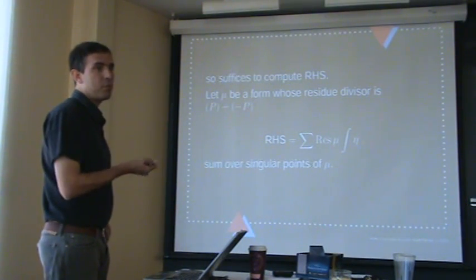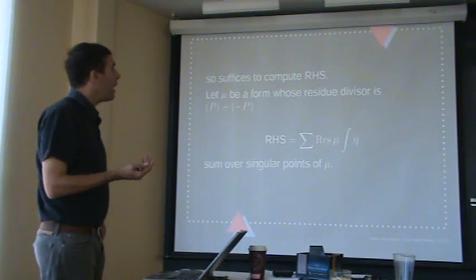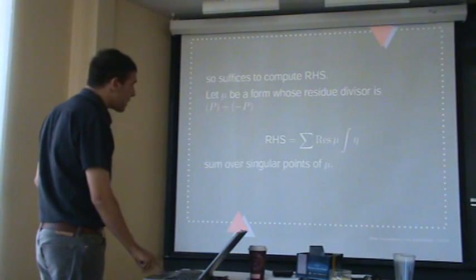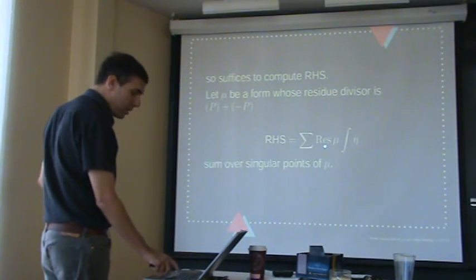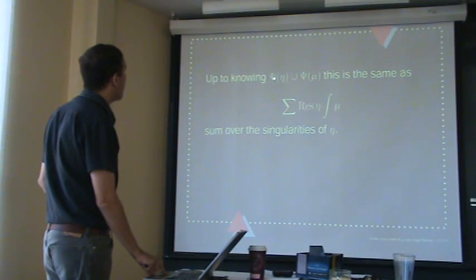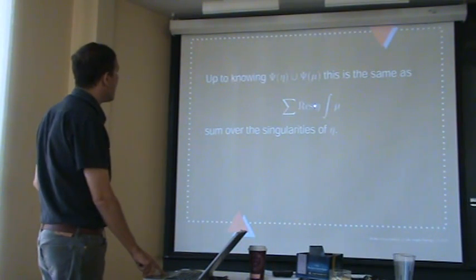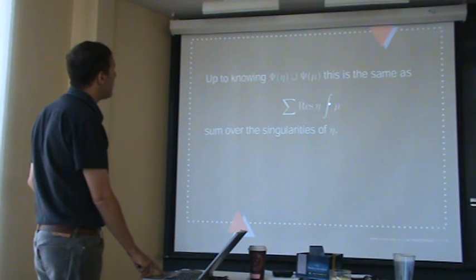Now I know how to compute the projections, and I know how to compute the cup product because I've already done that. And so consequently, I can just replace this sum, mod something which I know, which is the cup product of the projections of eta and mu. I get something which is the sum of, plus or minus, I guess, the residues of eta times the integral of mu.